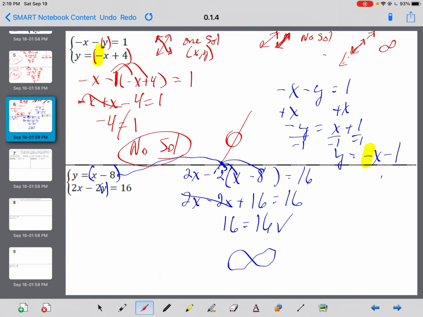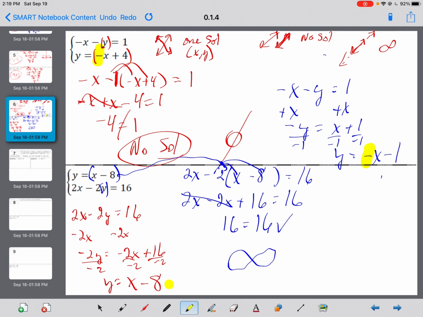And let's check what happens. If we do 2x minus 2y equals 16, we minus 2x. Negative 2y equals negative 2x plus 16. We divide by negative 2. Y equals x minus 8. Same exact equations. Same equation means same line, means infinity.